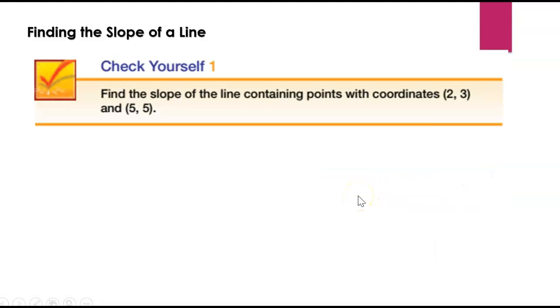So what you should do here is find the slope of the line containing points with coordinates 2, 3, and 5, 5. Stop the video, and after you've finished your answer, then you want to start the video again and check the result.